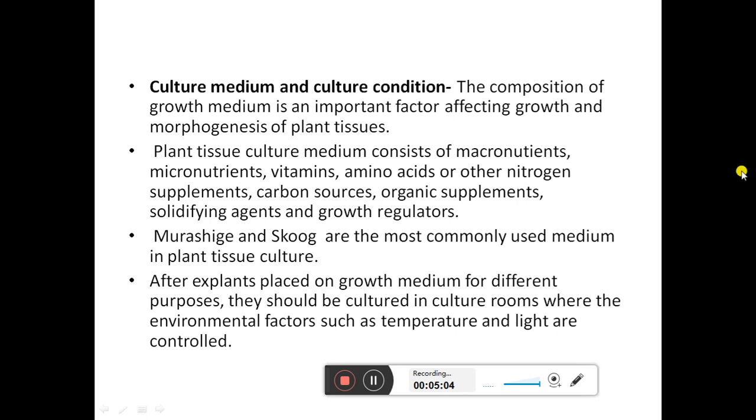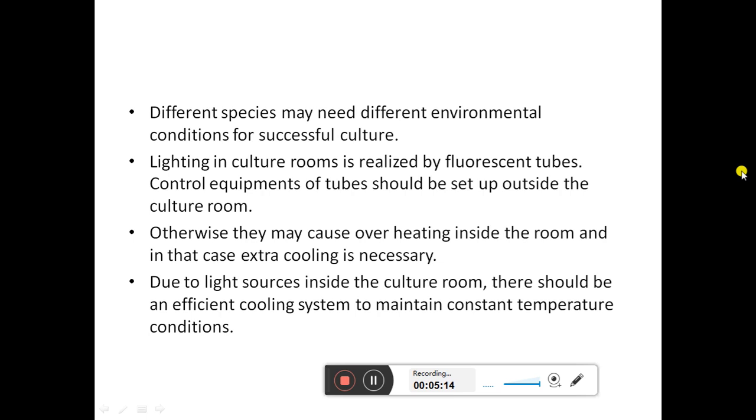After explants are placed on growth medium for different purposes, they should be cultured in culture rooms where environmental factors such as temperature and light are controlled. Different species may need different environmental conditions for successful culture. Lighting in the culture room is realized by fluorescent tubes.